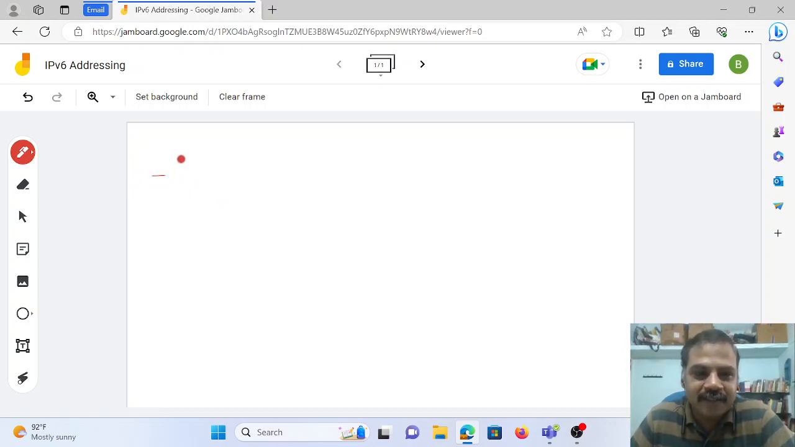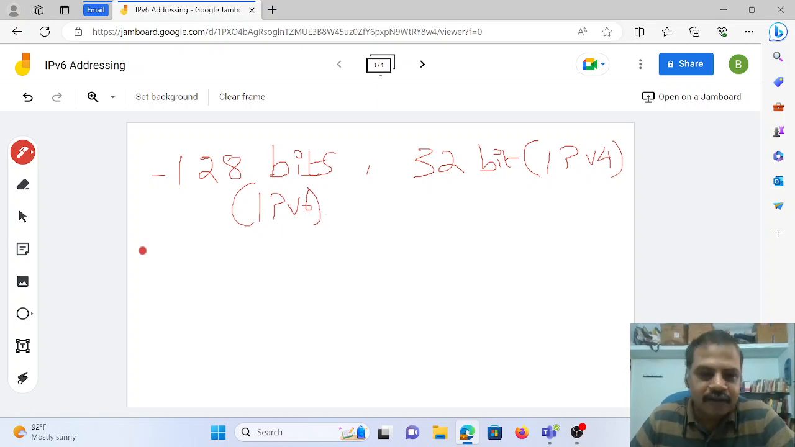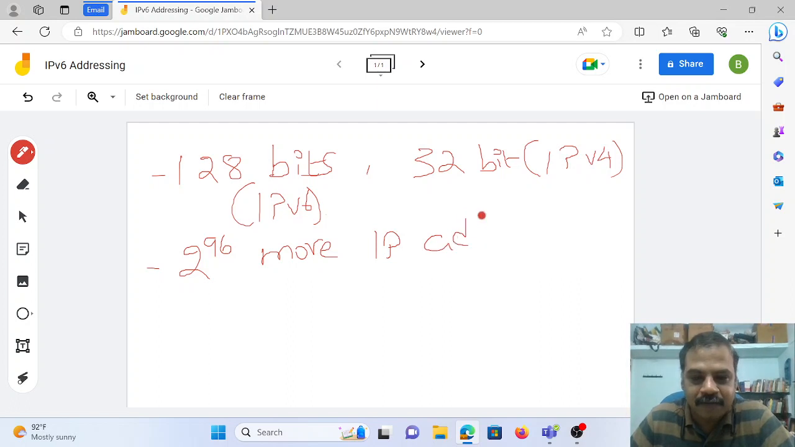So what is the first thing you have noted in IPv6? The length of the IPv6 address is increased to 128 bits, whereas the length of an IPv4 address is 32 bits. So by how many factors have we increased the address space? It is 2 power 96 more IP addresses we have added in IPv6 than IPv4.